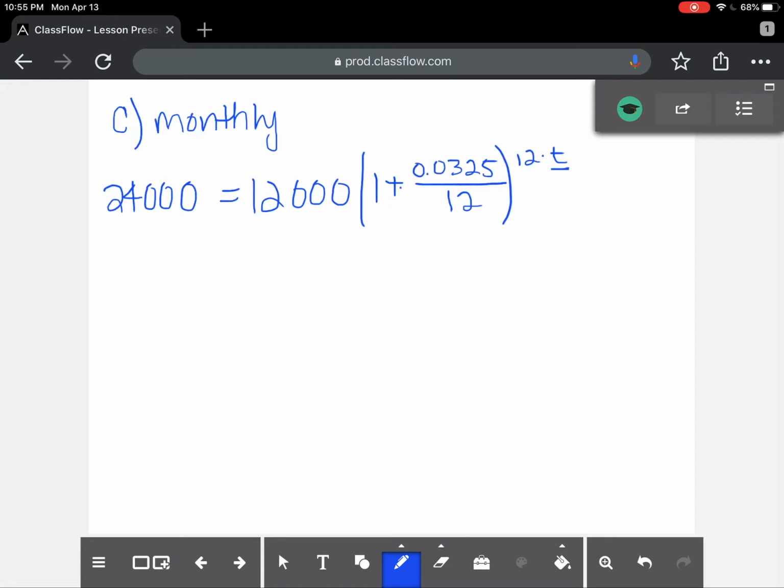Okay, so as you can see, we're looking for the variable in our exponent. So we're going to have to solve this a little differently. You're going to need your graphing calculator in order to do this. In order to do this in your graphing calculator, you're going to put, well, actually, before we do this, we're going to simplify it a little bit.